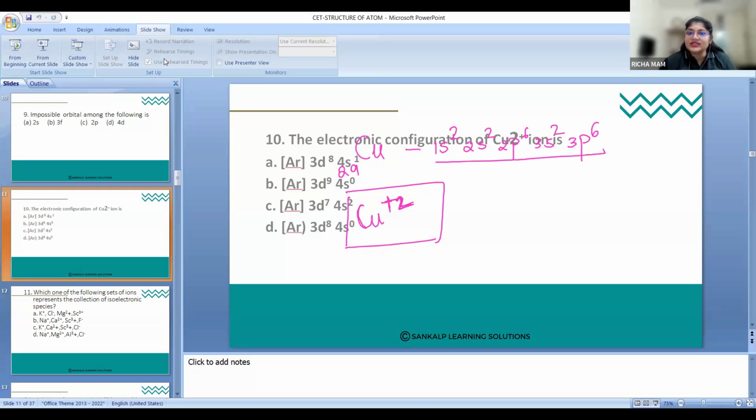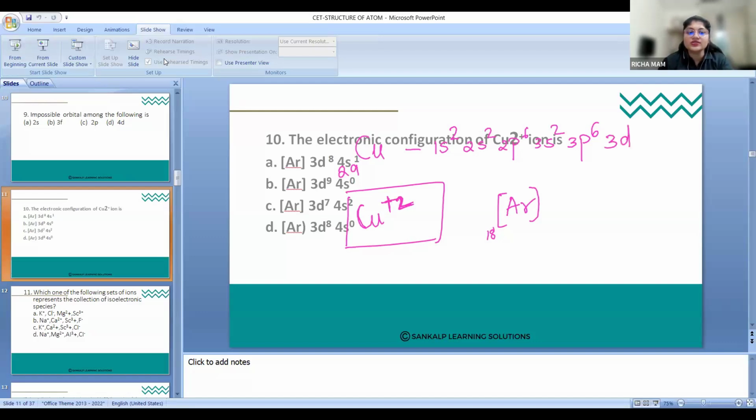This will represent which noble gas? This will represent the noble gas argon. Argon, you can write completely like this, or you can write argon. Argon, and then you have to continue. So argon is 18. After that, next comes what? After 2p, 3d.